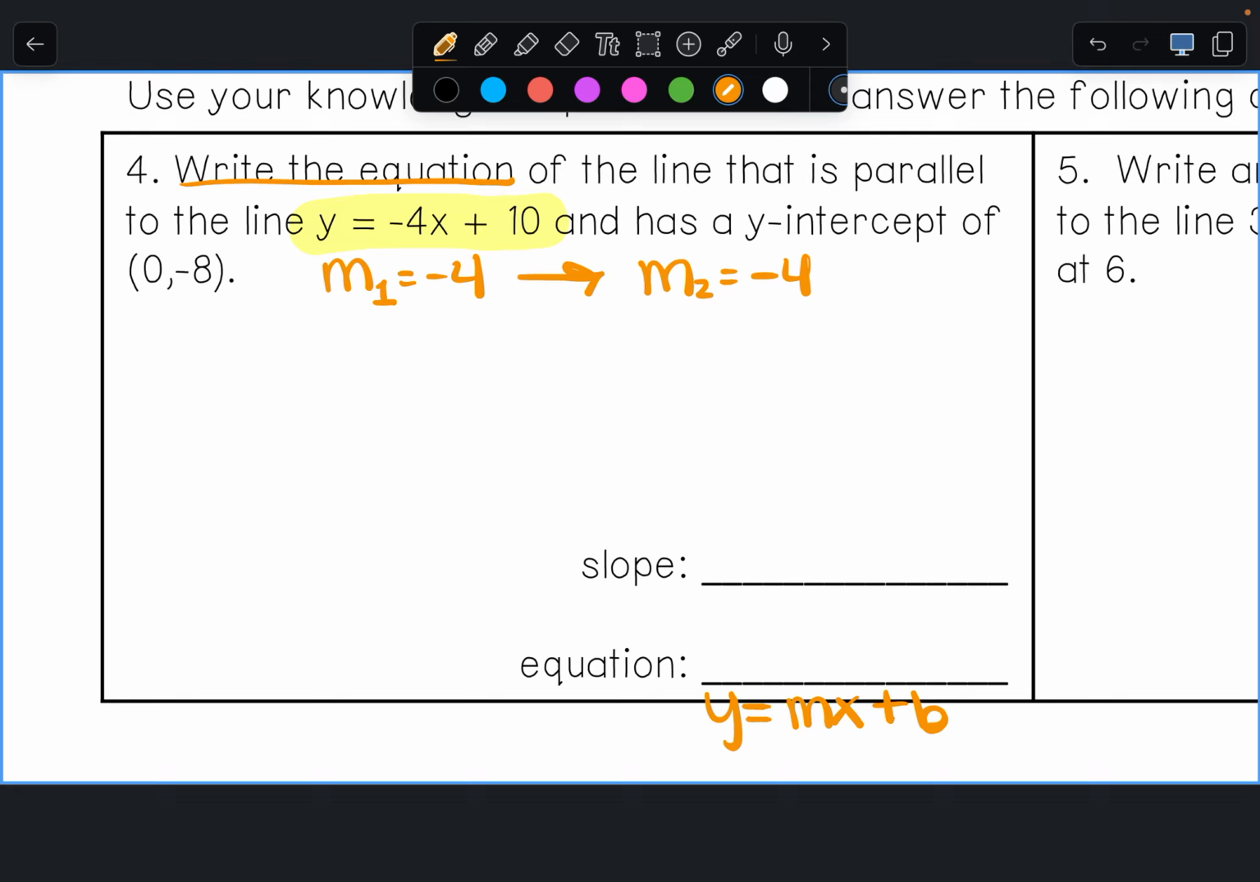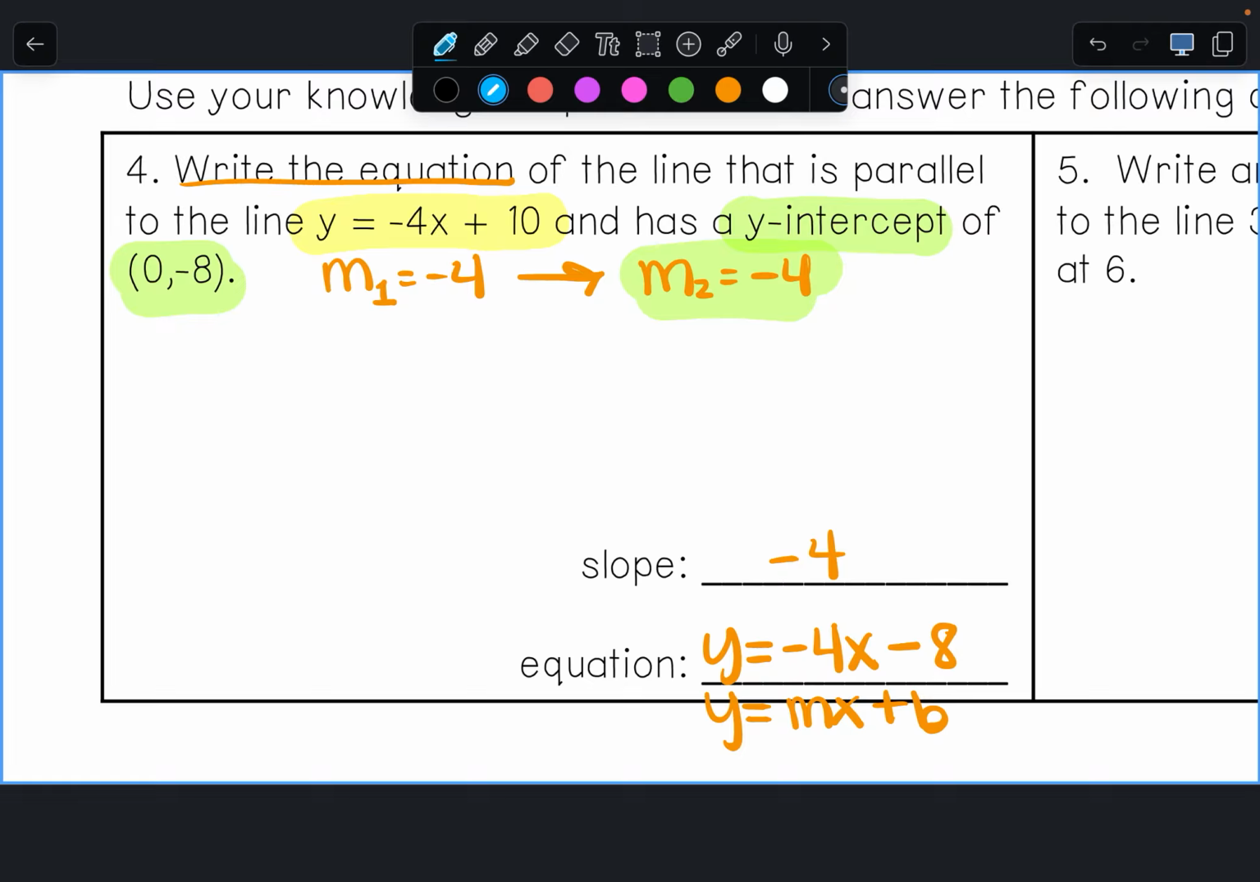Okay? So now I have my slope. Do I have everything I need? I have my slope, and it says we have a y-intercept of negative 8. So yes, we do have both numbers that we need. My equation is y equals negative 4x minus 8.